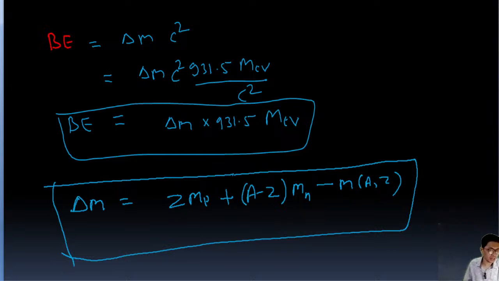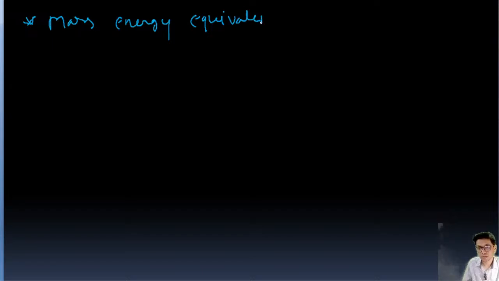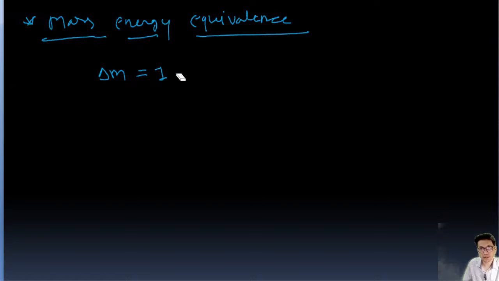Important thing. Now mass energy equivalence, okay. Mass energy equivalence means delta M equal to 1 AMU, where AMU is atomic mass unit, right?